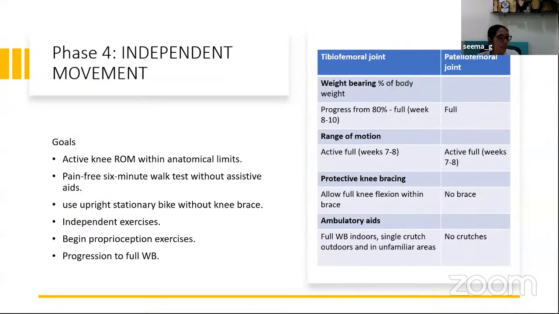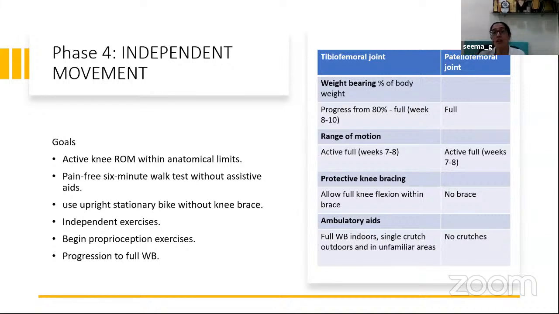In phase 4, when we talk of independent movement, the goal is active knee range of motion within the anatomical limits, and pain-free 6-minute walk test is done without any assistive aid in independent movement phase. And here one can use the stationary bike without the knee brace. Independent exercises are told to patients that they can perform now, and now we emphasize on proprioceptive exercises. And gradually this phase ends with the progression to full weight bearing.